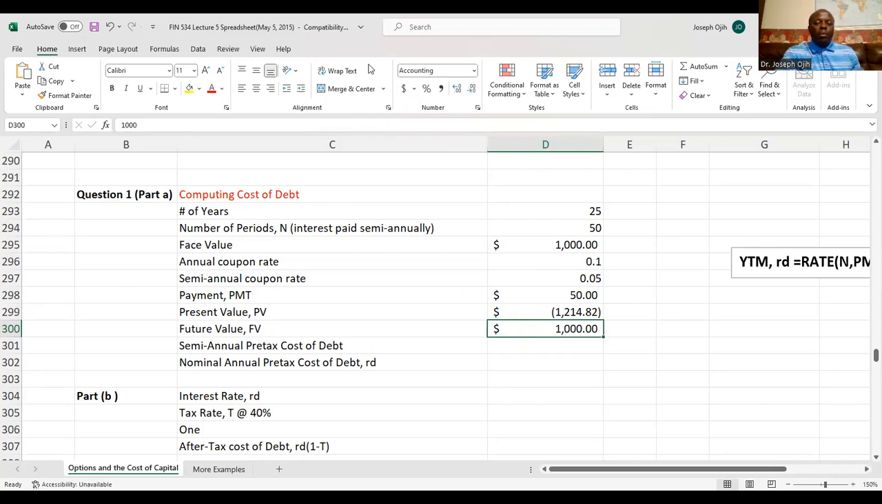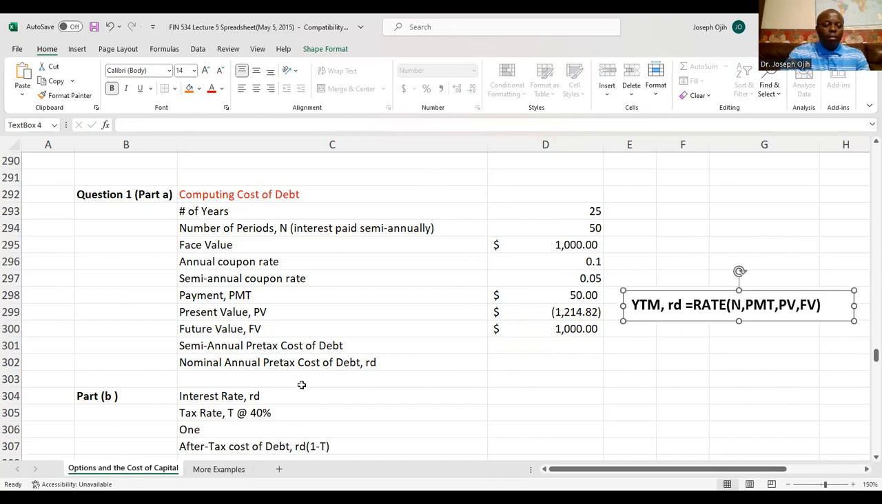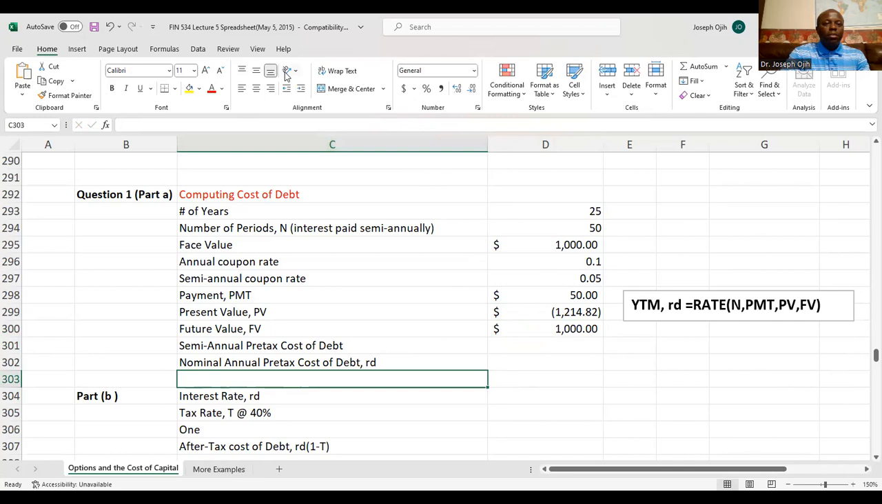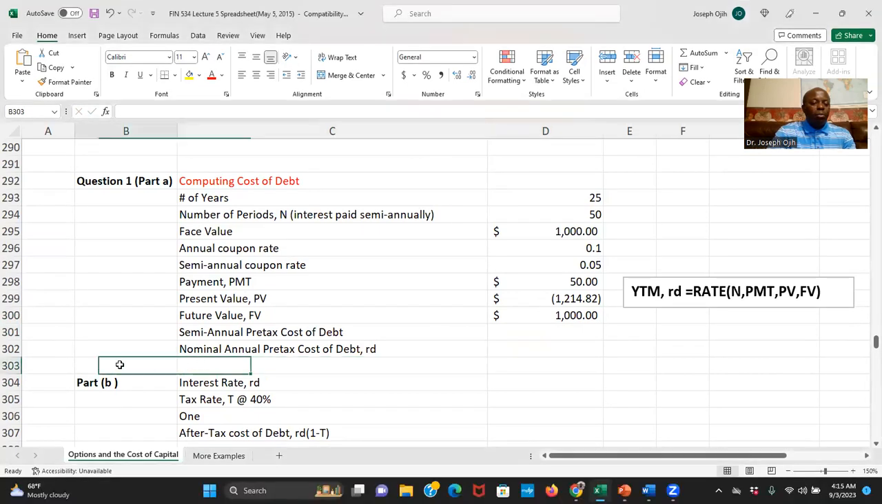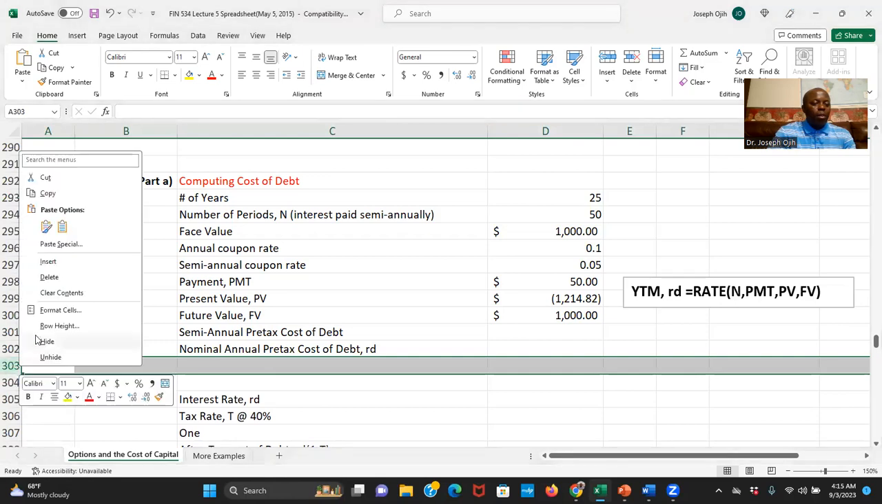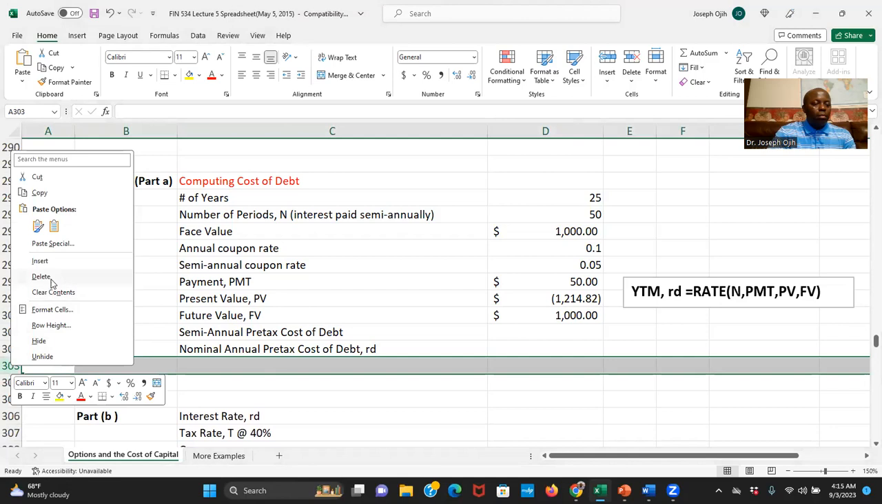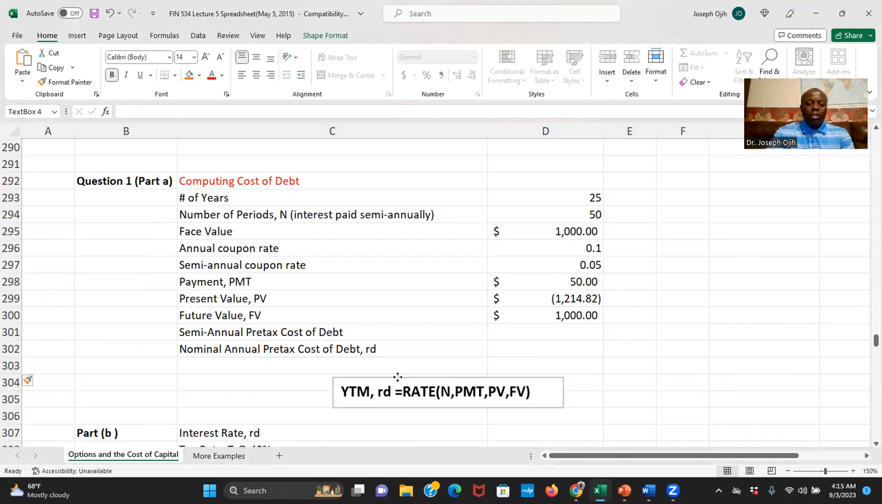Now, with this information, we are ready to calculate the semi-annual pre-tax cost of debt. Remember, this is the same as saying the yield to maturity. So we're going to use this formula. Let me create more room so I can place the formula and look at it as we do the calculation. Good. So I'm going to bring this formula here so we look at it as we do our computation.